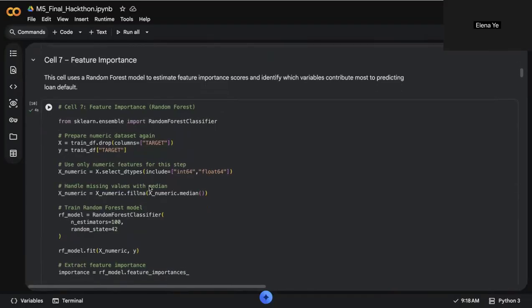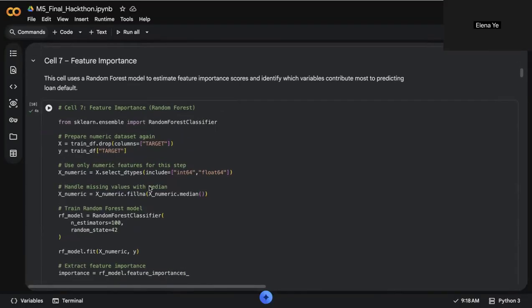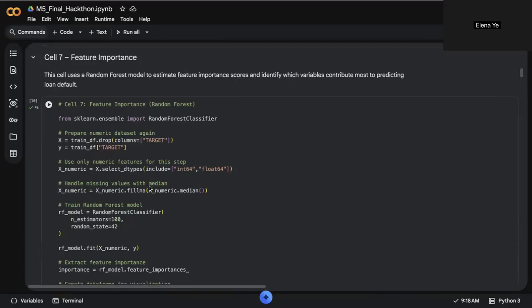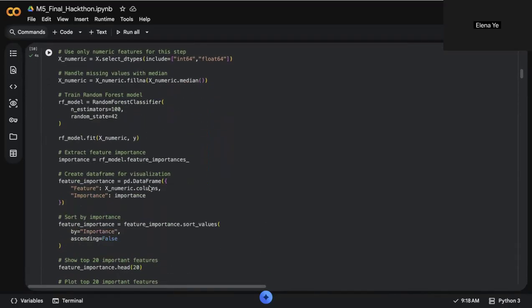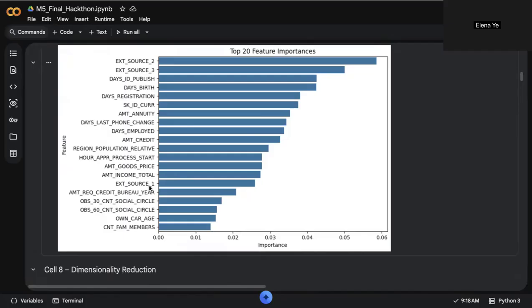After building the initial models, I analyzed the feature importance to identify which variables contribute most to the predictions. As shown in the plot, several financial indicators related to income, credit history, and repayment behavior have strong influence on default predictions. And feature importance helps improve transparency by showing which factors drive the model's decision.